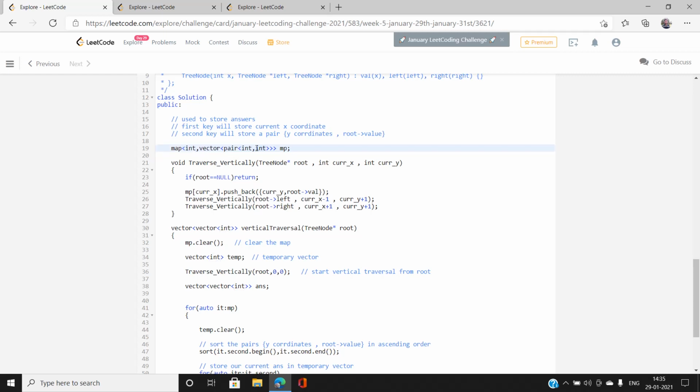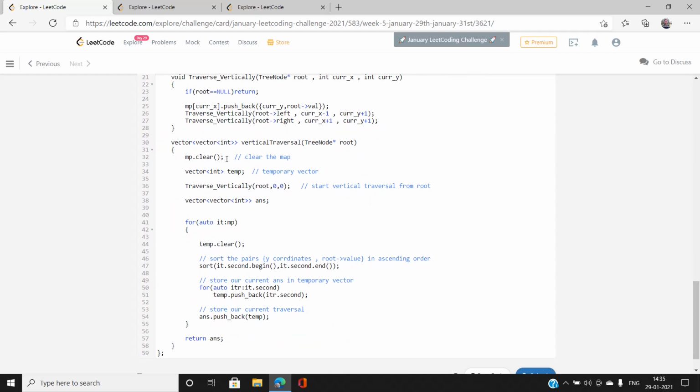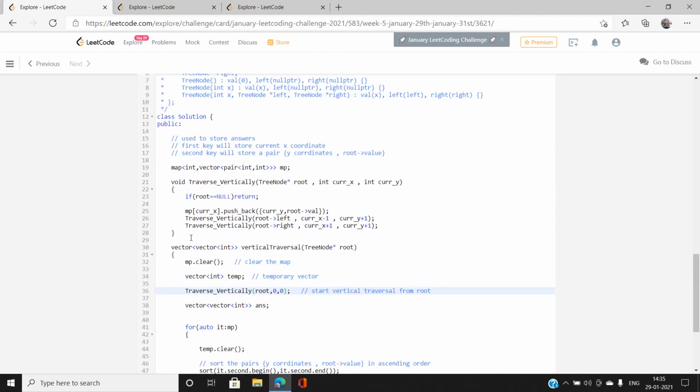Now I am starting by first clearing the map, because if some values are already in the map, then we free its memory. I also have a temporary vector which we will use later. Now I am going to start traversing vertically. The current x coordinate is 0 and the current y coordinate is 0. Here we have a small function that is going to recurse and traverse the whole tree in a vertical fashion. Suppose we encounter a null value, then we are going to return, and nothing is going to be stored.